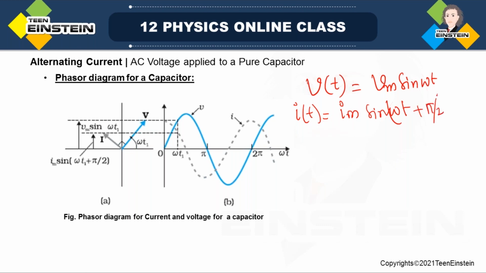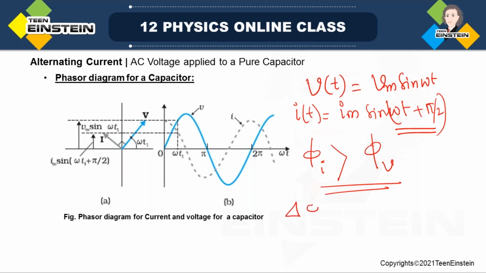So what we can see is that the phase angle for current is greater than the phase angle for voltage. And we have seen the difference in the phase is pi by 2. What is the difference in phase? That is pi by 2.